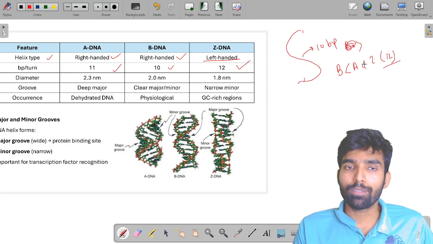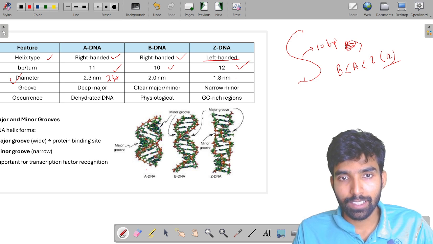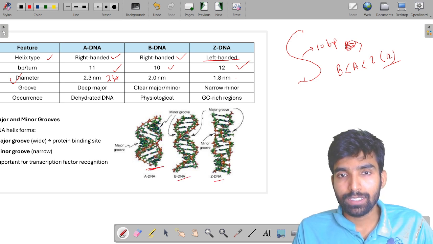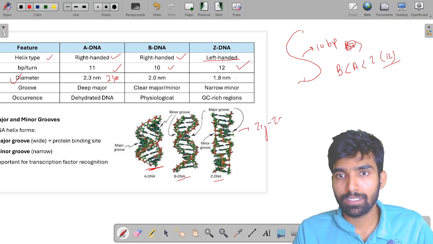Then the diameter: 2.3 nanometer, that means 23 Angstrom, 20 Angstrom, 18 Angstrom. So remember A-DNA is wider. Here you can also see in the schematic, this is A-DNA, it's quite wider, then B-DNA and Z-DNA. The Z-DNA structure, if you see, is a zigzag format.